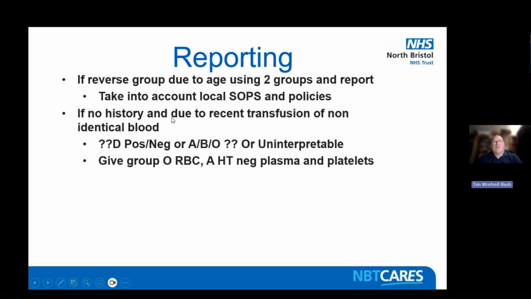If no history and due to recent transfusion of non-identical, how do we report that? Query D positive, negative. If the mixed field is in the ABO, was it A, B, or O? Query, or unidentifiable if it's mixed field across the way. In those situations, you want to give group O red cells, group A high titer negative plasma, and platelets.